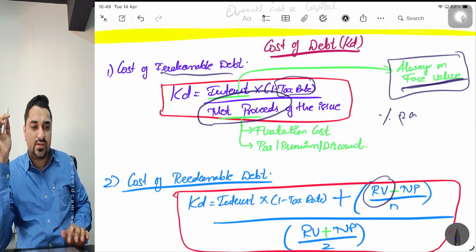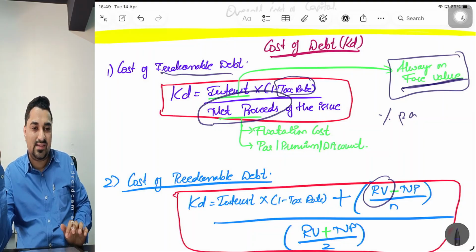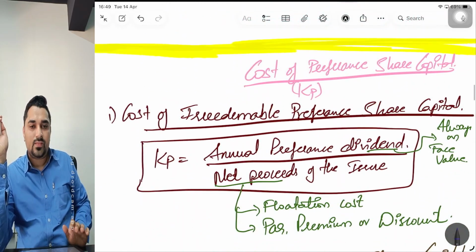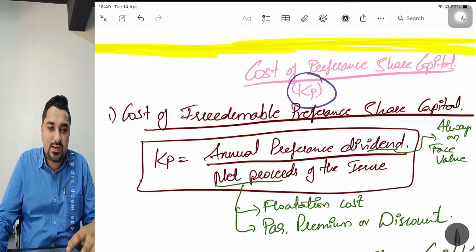You might have observed everywhere we are taking the tax benefit, tax shield impact. As we have seen in the first revision class, whenever there is debt, we have a tax shield impact. The higher the amount of debt, higher would be my tax savings. So yes, hope this is clear. We'll go ahead with the preferential capital. So how do you calculate cost of preferential capital? Cost of preferential capital is denoted by KP.